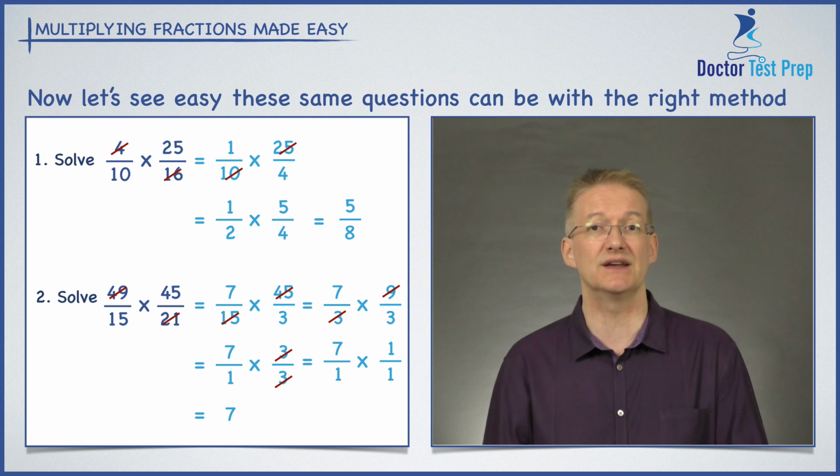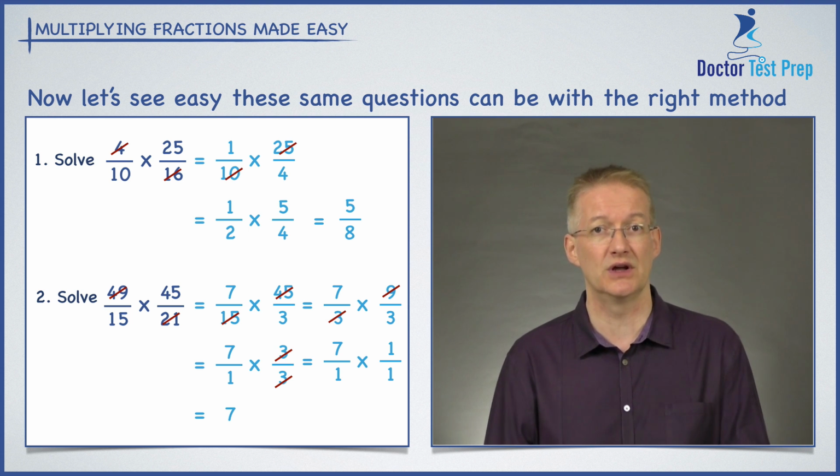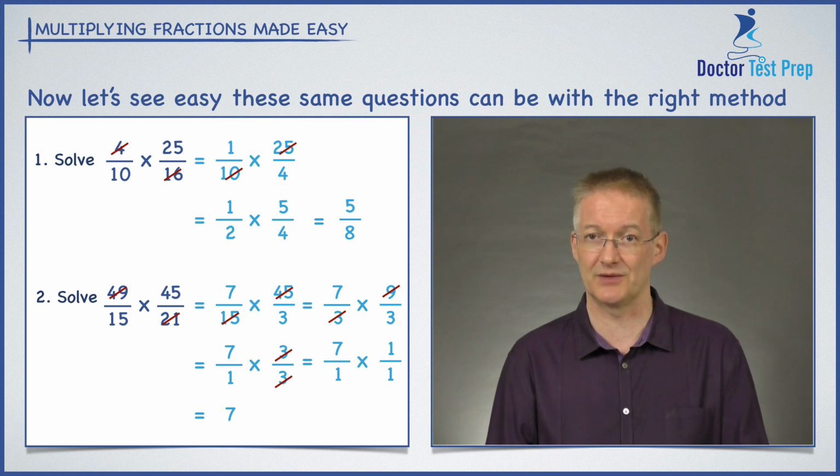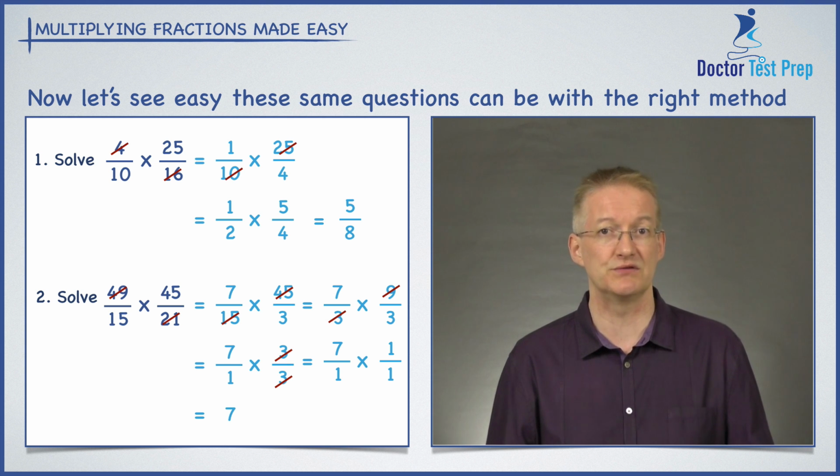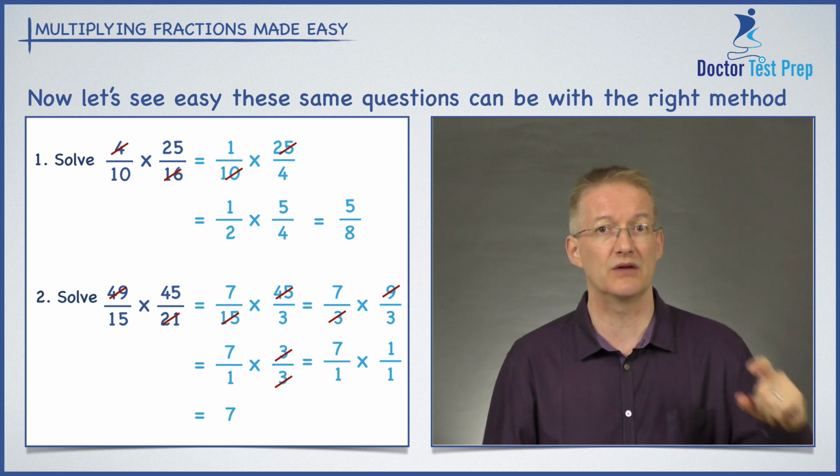So the key here is to always reduce your fractions before you multiply them. And always remember when you're reducing, it has to be a number on the top reducing with a number on the bottom. Now let's see how to deal with multiplying mixed numbers.